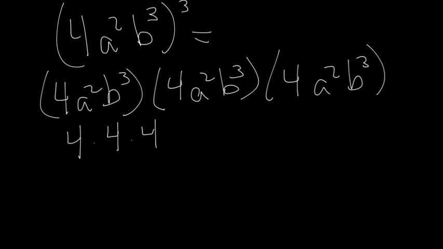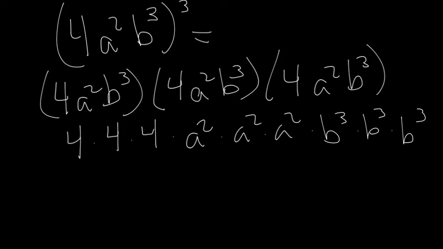Then we bring the a's together, and we get times a squared times a squared times a squared. Then we bring the b's together, and we get times b to the third times b to the third times b to the third. Now we can simplify this by combining the fours. 4 times 4 times 4. Well, 4 times 4 is 16, times 4 gives you 64.